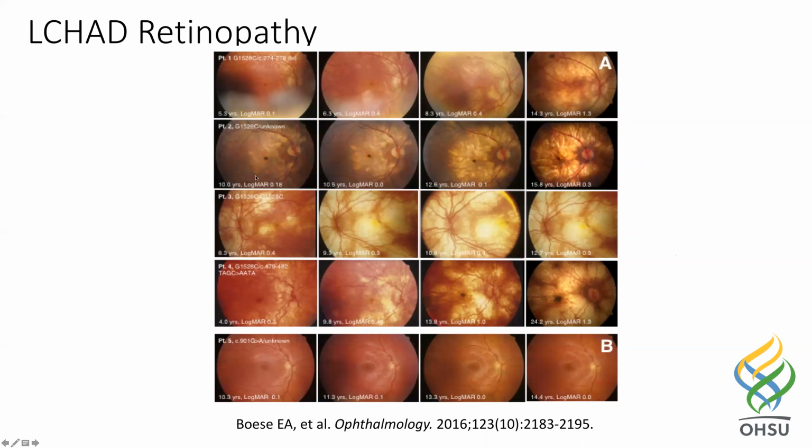The first 4 lines are children who have 1 copy or 2 of the common mutation, G152AC. And this shows the image at the youngest time point progressing to older across the slide. So you can start to see some pigment clumping and some irregular coloring in this retina at 5 years of age, and quite considerable progression over here at 14 years of age.